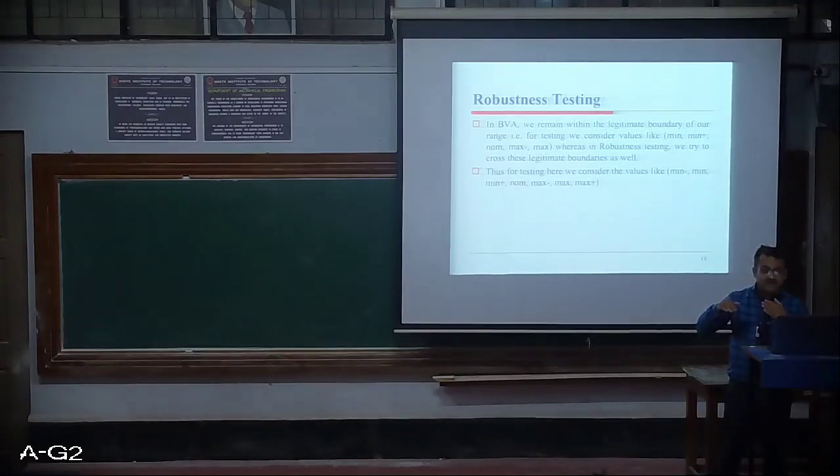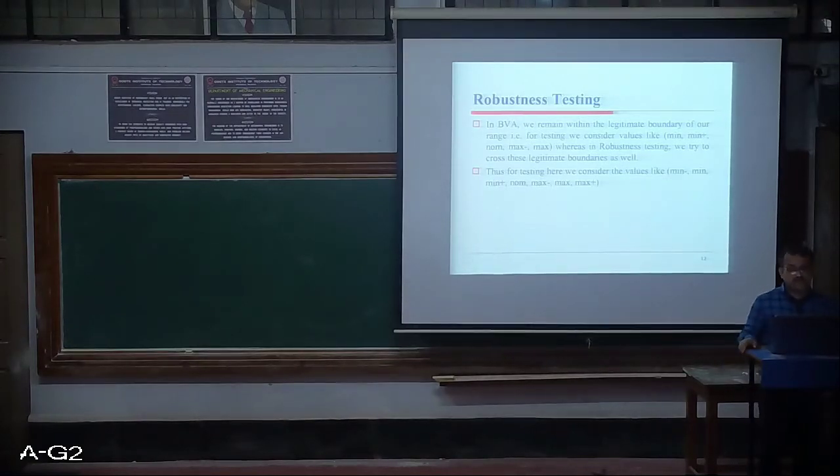Robustness testing is like boundary value testing, but with the exception that we consider the invalid entries here. So when we consider the legitimate boundaries, we consider the invalid entries as well. In robustness testing, we consider minimum plus in the valid range as well as minimum minus, which is the invalid range. Similarly, we take the nominal value, the maximum on the boundary, one less than maximum in the valid range, and one more than maximum in the invalid range.